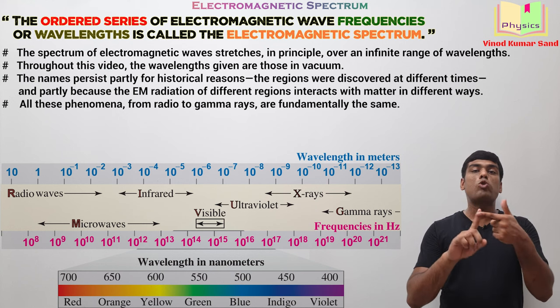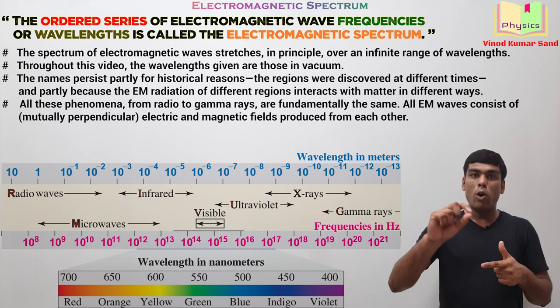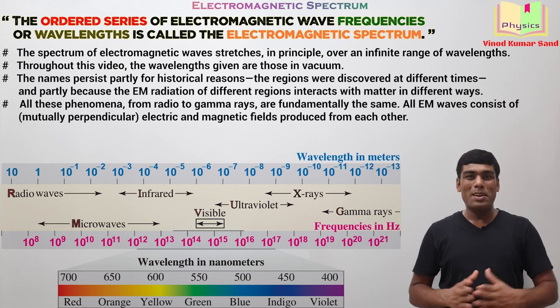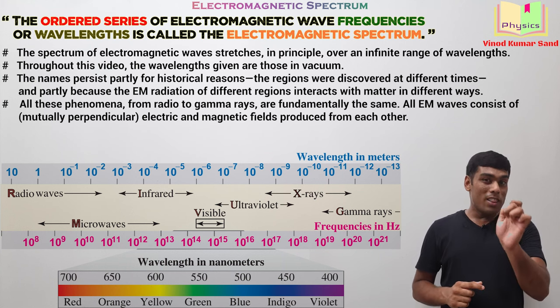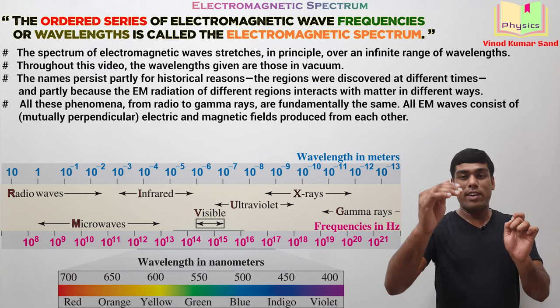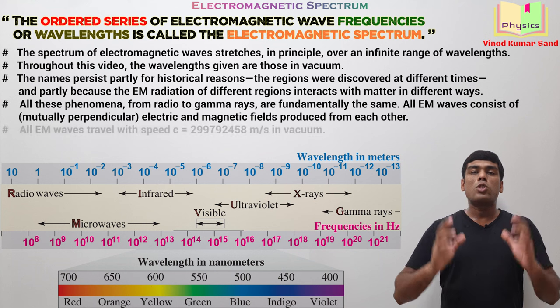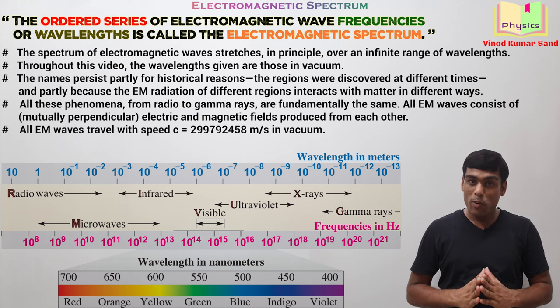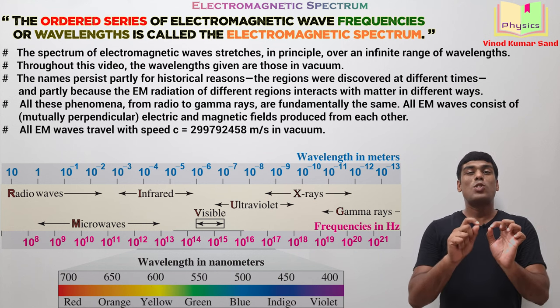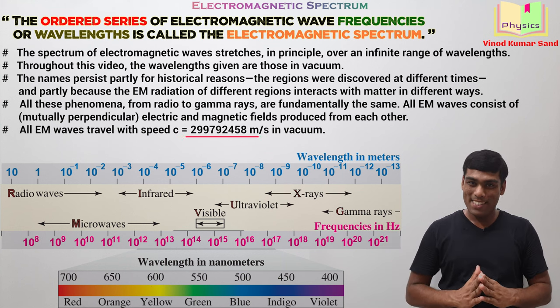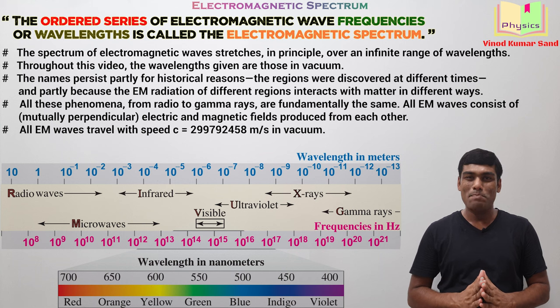They have mutually perpendicular, oscillating electric and magnetic fields that we have seen in the previous videos. All the electromagnetic waves, whether they are radio waves, light, X-ray, gamma ray, anything, move with the speed of light in vacuum, which we denote as c is equal to 299792458 meter per second, an important number.